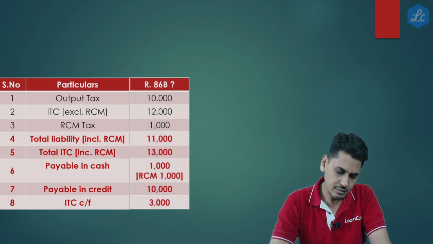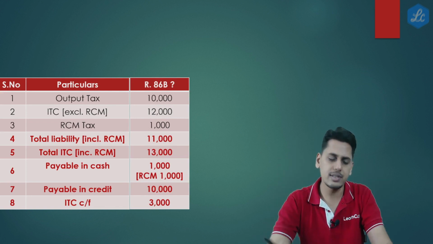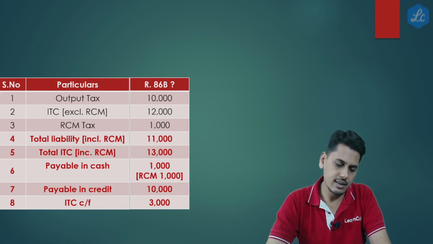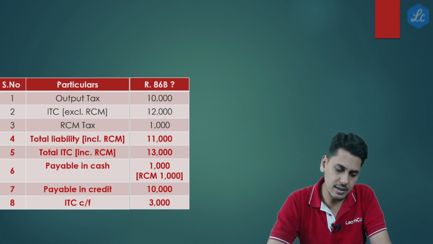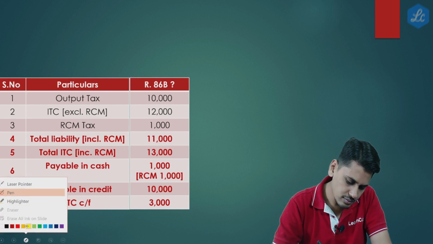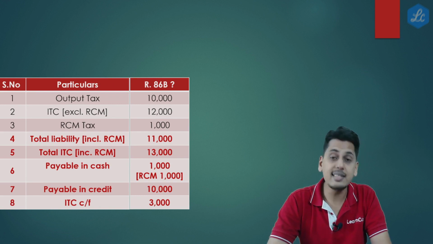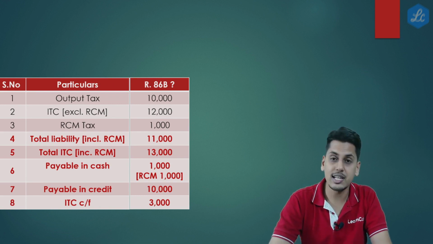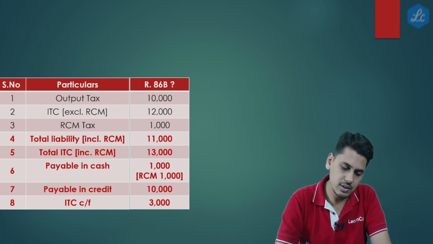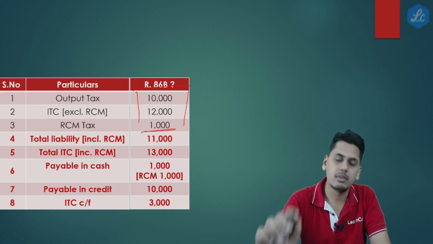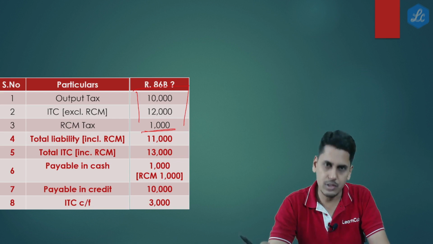Now friends, let's take an example. Let's say output tax for a particular tax period is 10,000. Let's assume it to be in crores. Output tax is 10,000. Input tax credit excluding reverse charge mechanism is 12,000. RCM tax is 1,000. So these are the facts which are given in the question.